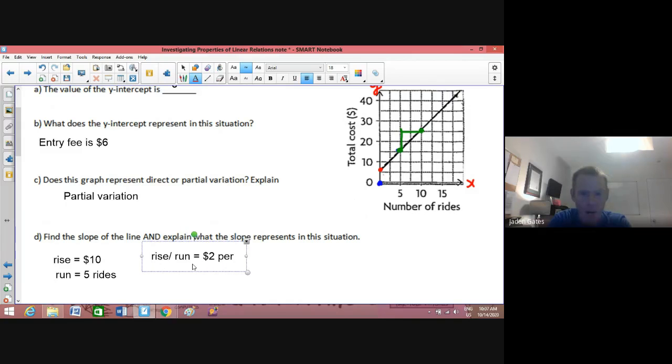$2 per ride. Oh, what is the slope? And sometimes these are obvious, sometimes they're not so obvious. Explain what the slope represents in this situation? Well, it costs $2 per ride. That's not too hard, is it?